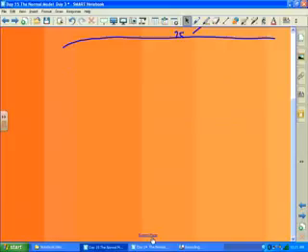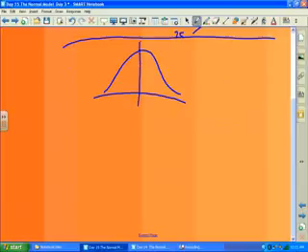The other way, and since we're talking about normal curves, the other way to define an outlier is if it's falling outside of these 3 standard deviations. So if it's outside of 3 standard deviations, then it would be an outlier.